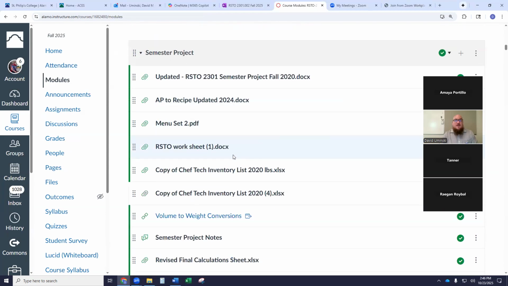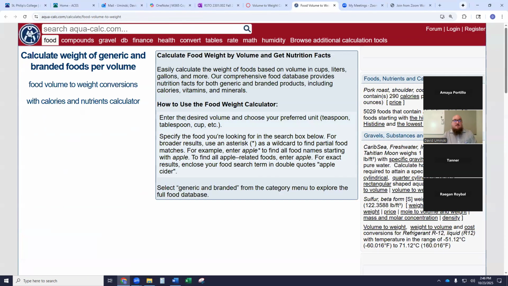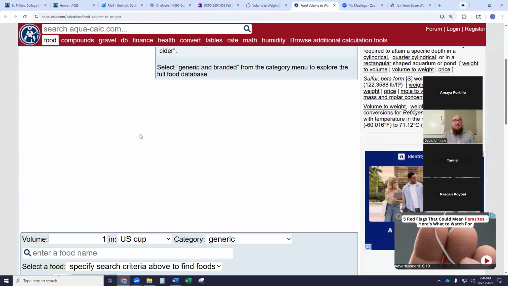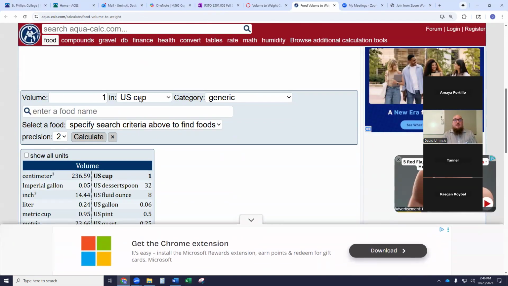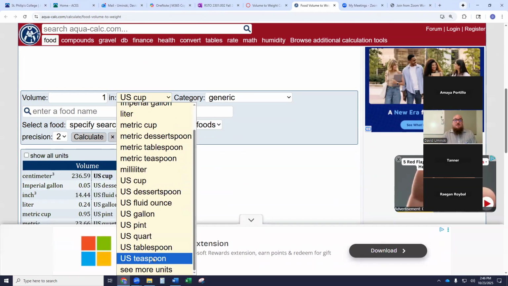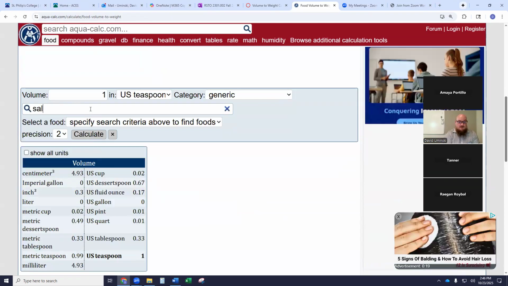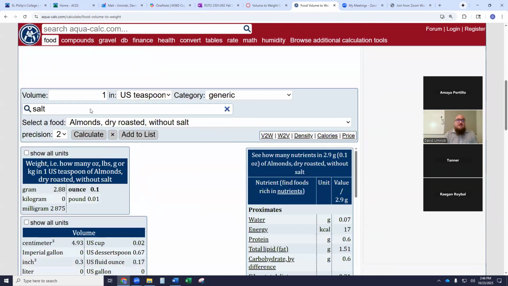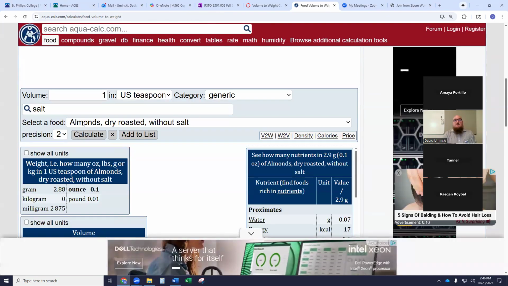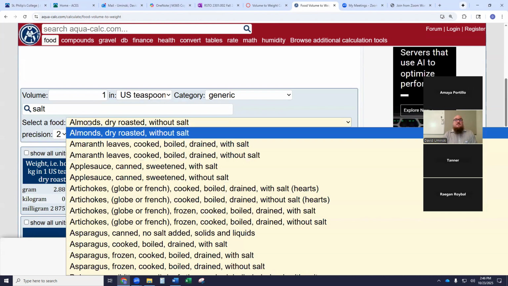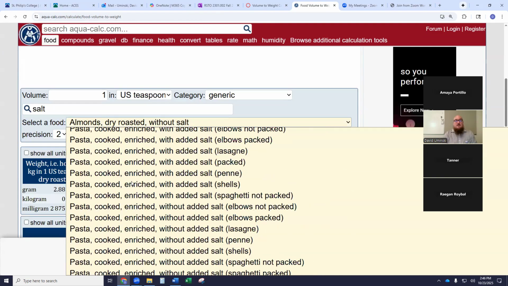Okay, so let me pull up the volume to weight conversion website, because I'm just trying to think how many ounces are one teaspoon. Okay, so we have 1 US teaspoon, and you're looking for salt. Is it 0.10 ounces? Then we type in salt. Are we looking for almonds dry roasted without salt? That's the food that's here. So you have to scroll down and find the salt.